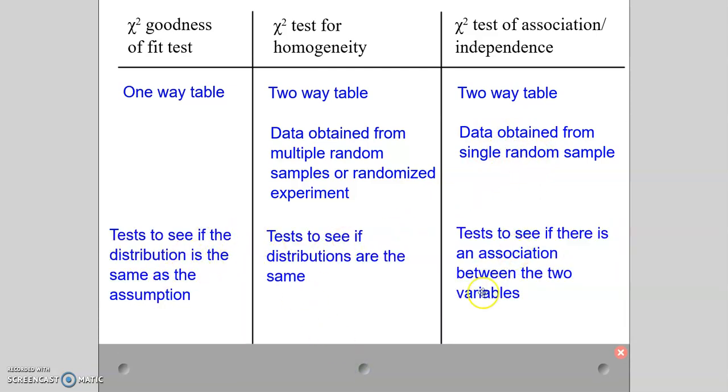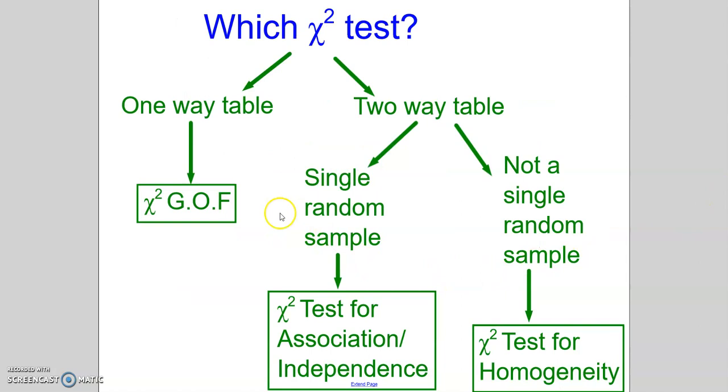And they basically are answering different questions. This one tests to see if a distribution is the same as some distribution you're assuming is true. This tests to see if different distributions are the same or not, and this tests to see if there's an association between the two categorical variables. This is the way I decide which chi-squared test to use, so this is what I'll be referring to when we go over these.